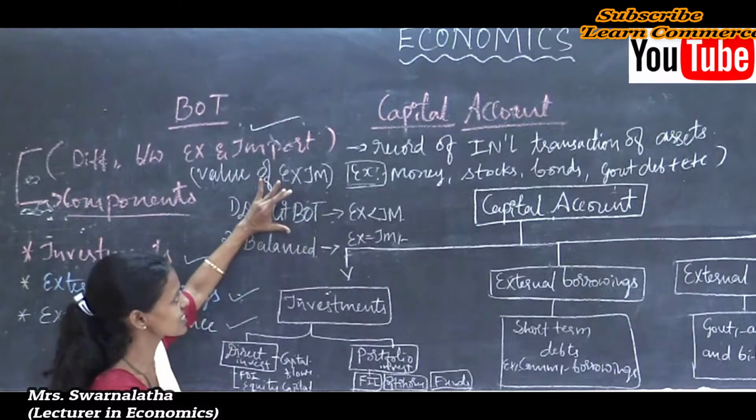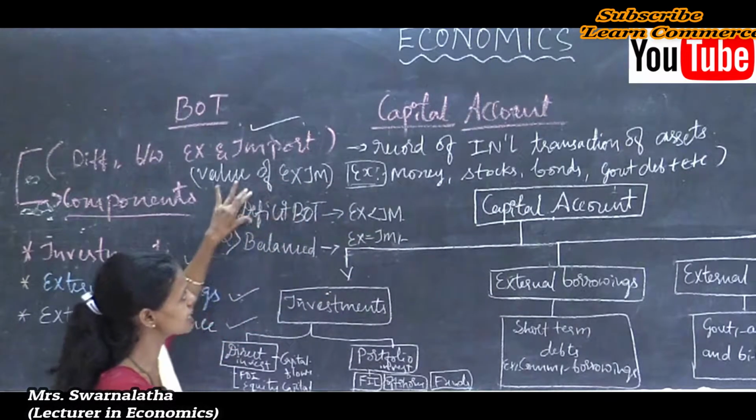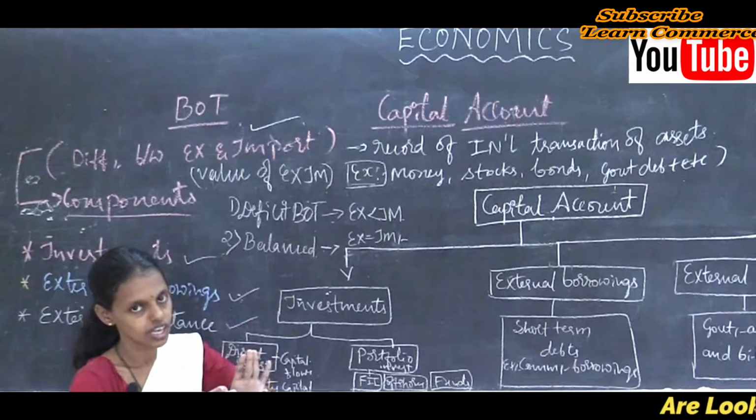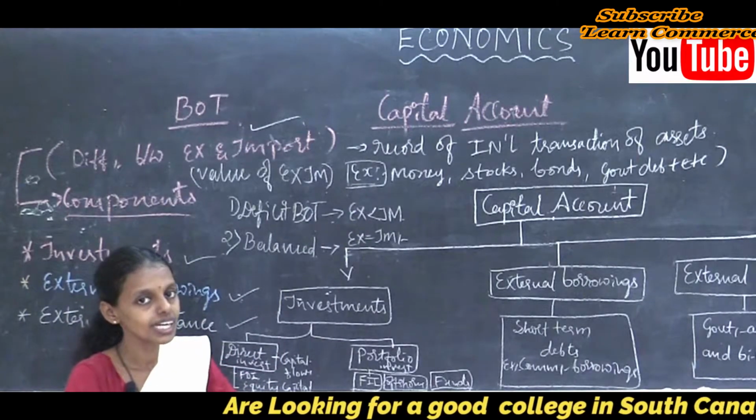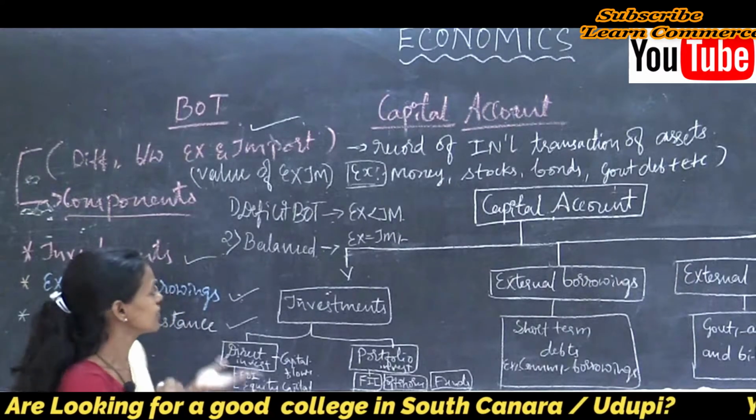We are always facing a deficit in balance of payment and a deficit in balance of trade. Our imports are more than exports. It is because of the need to meet the increasing population's needs.